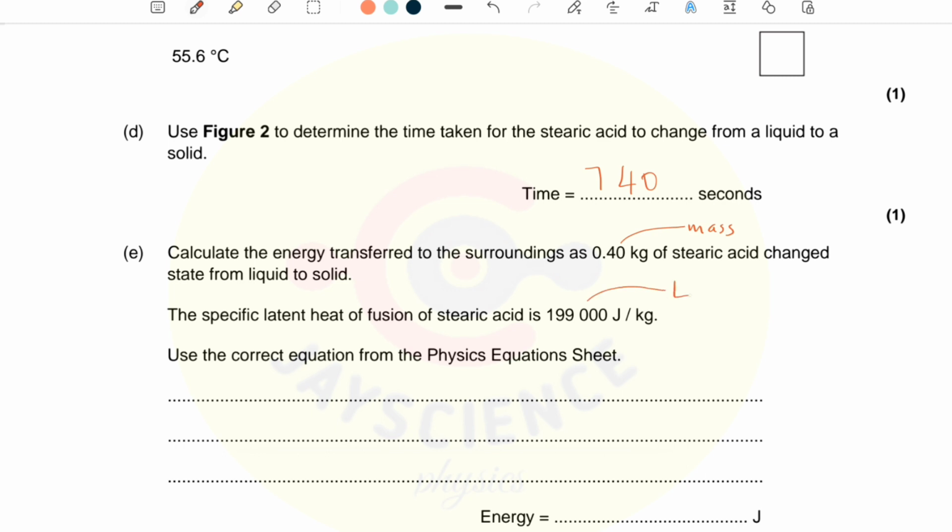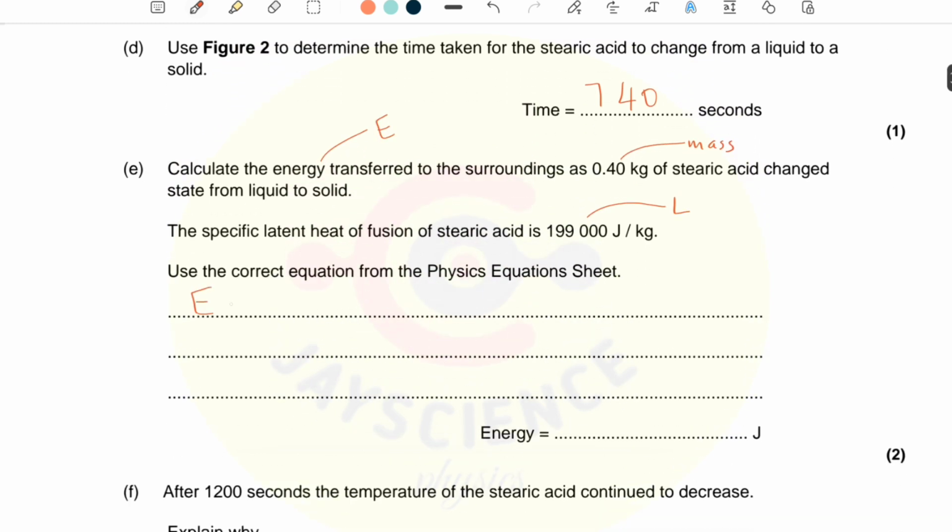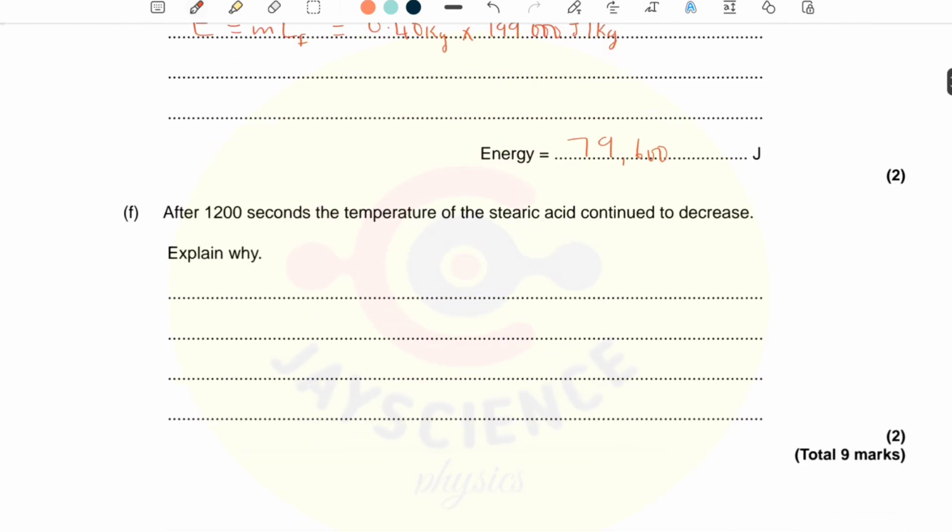We have the specific latent heat, that's L, and then we're asked to calculate the energy transferred. So the equation for that is energy transferred equals mass times latent heat, in this case of fusion, and that's 0.40 kg times 199,000 joules per kilogram. This should give you 79,600 joules.